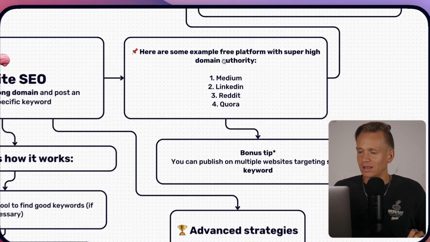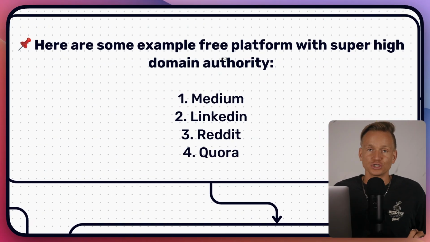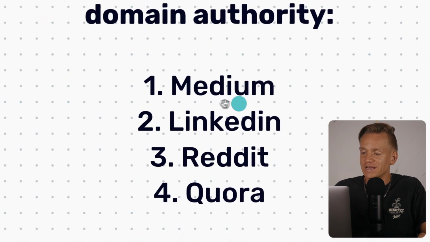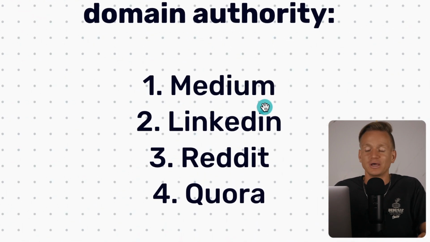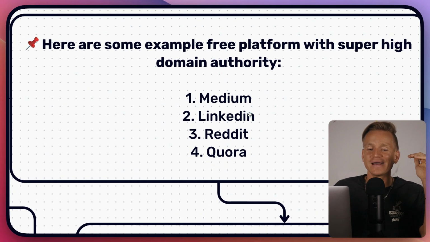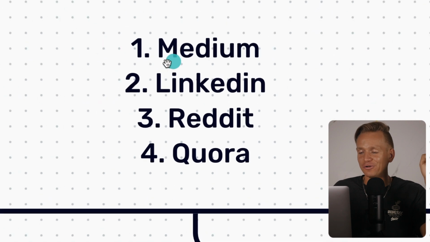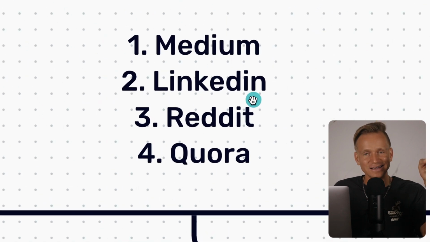But first of all, let me show you a couple of examples of some of these websites where, as I said, you can post completely for free. So Medium, for example, has super high domain authority. LinkedIn too. If you put in a bunch of different terms and see what's ranking on the first page, I guarantee, maybe not every single one, but a lot of them will have an article on Medium or an article on LinkedIn that is ranking for those keywords.